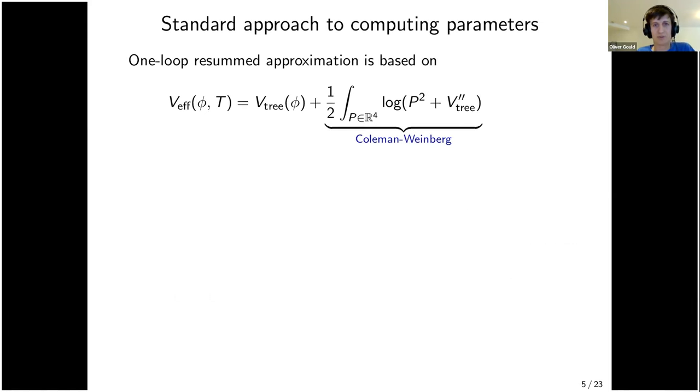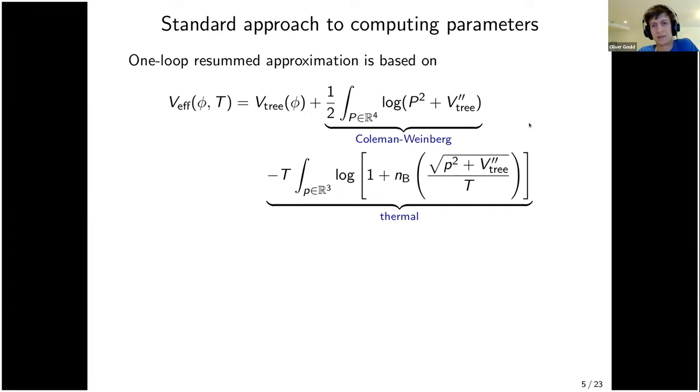The standard approach to computing these parameters is based on a one loop approximation to the effective potential. So here it is on the left, I've written the effective potential as a function of some scalar field phi and some temperature T. And at zero temperature, it's just the sum of a tree-level term and all the one-loop terms, which together make this Coleman-Weinberg piece. So the effective mass here is the second derivative of the tree-level part with respect to phi.